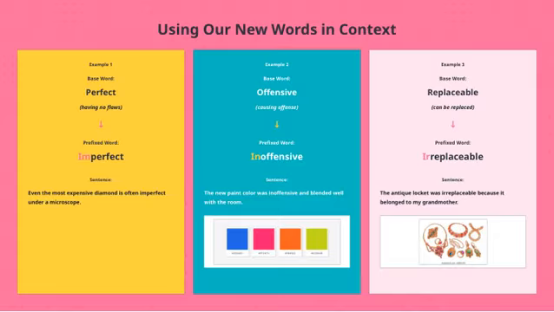Finally, we look at replaceable, meaning something that can be replaced. When we add ir at the start, it turns into irreplaceable, which means it can't be replaced, something very valuable or unique. For instance, the antique locket was irreplaceable because it belonged to my grandmother. The key point here is that prefixes can significantly change the meaning of a word, helping us express more precise ideas. By practicing these, we can make our vocabulary richer and more accurate in different contexts.